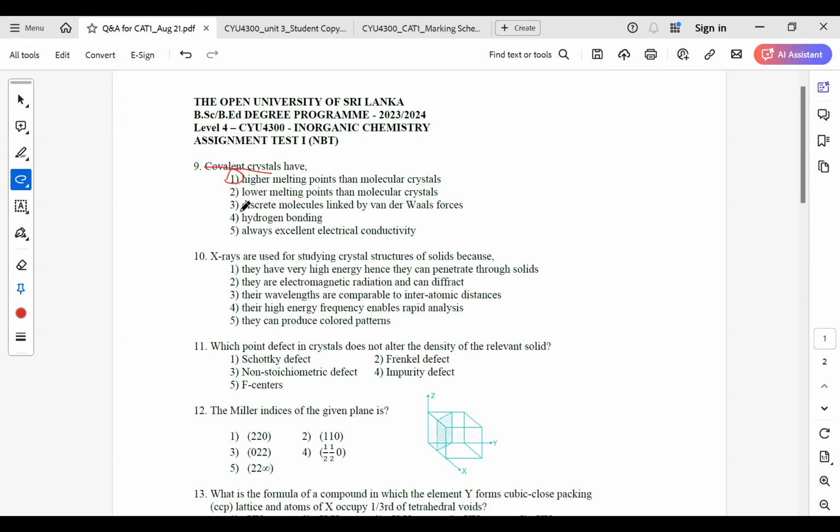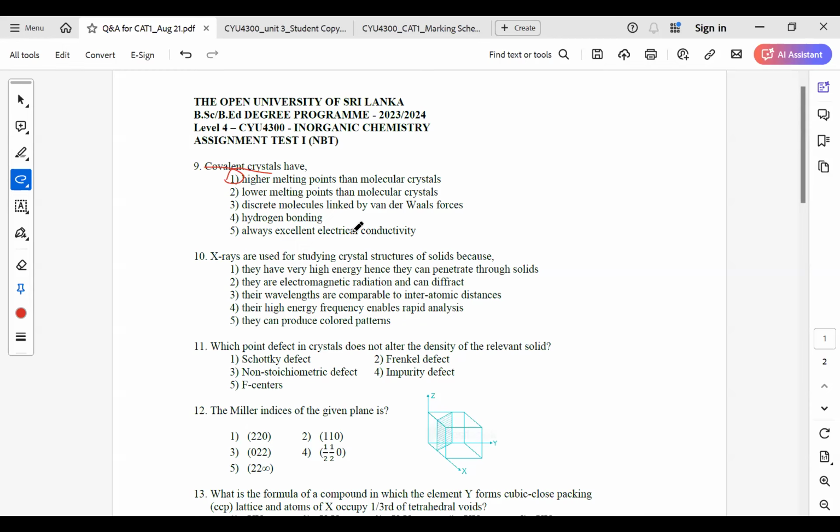But if we go to the third one, discrete molecules linked by van der Waals forces, that applies to molecular crystals, not to covalent networks. Then hydrogen bonding. Well, in covalent crystals, it's a giant network. Hydrogen bonding is also possible in molecular crystals. Always excellent electrical conductivity? Not always. Graphite is an example where electrical conductivity is exhibited because it has one free electron from each carbon atom. But not all covalent crystals are electrically conducting, right?